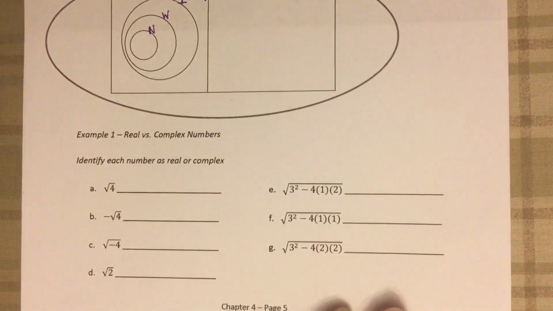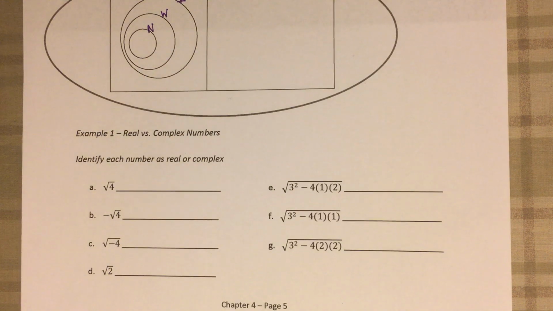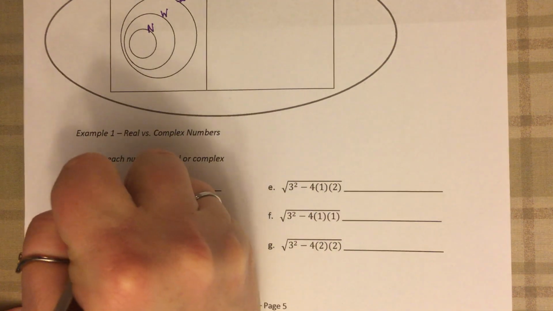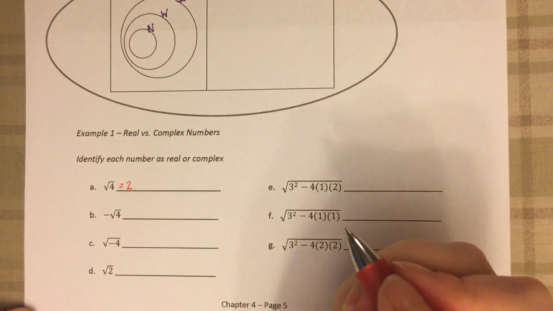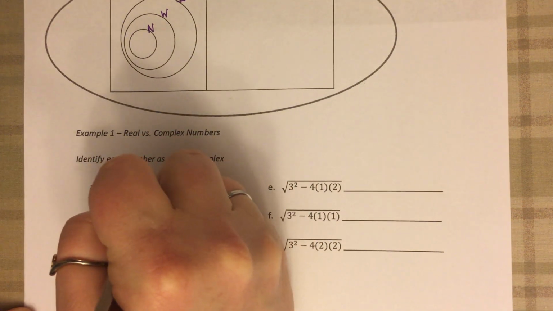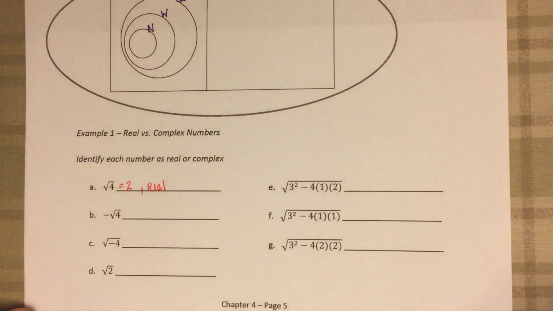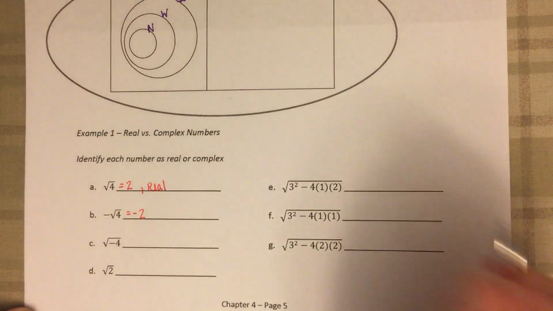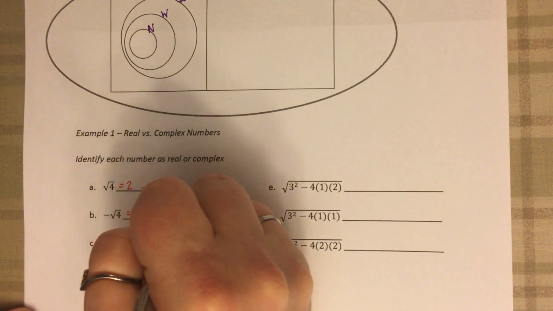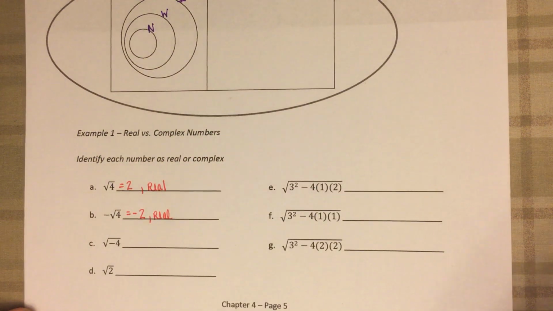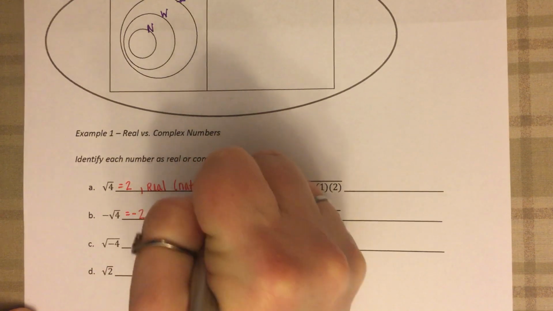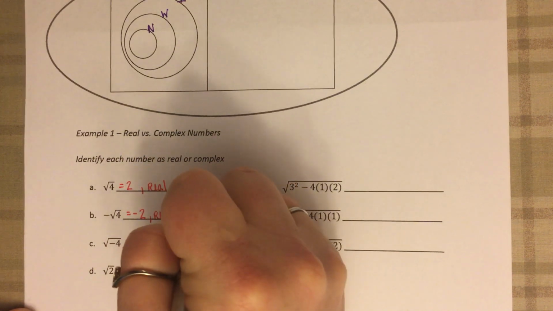In example 1 down at the bottom, we're going to be asked to identify each number as real or complex. Our first number, square root of 4. The square root of 4 equals 2. 2 is a natural number, it's a whole number, it's an integer, it's a rational number, it is a real number. If we put a negative sign out front, then that represents, in this case, -2. So this is also a real number. This would be considered an integer. So we could get more specific. We could say that our first one is an example of a natural number. This is an example of an integer.